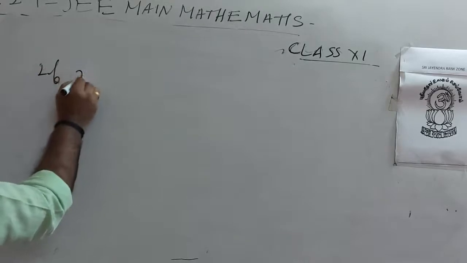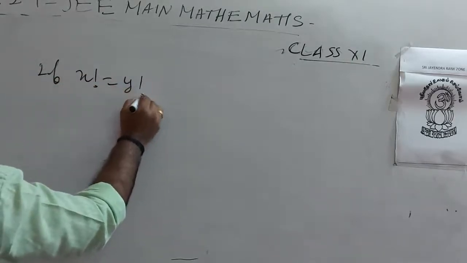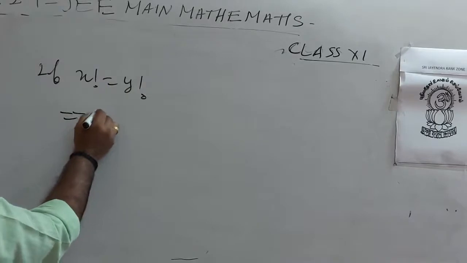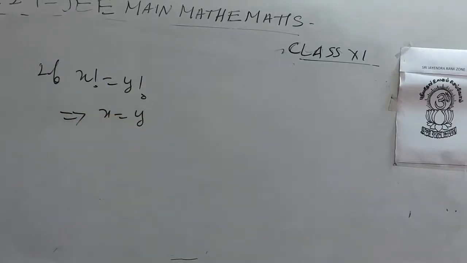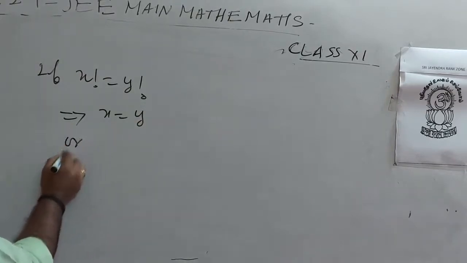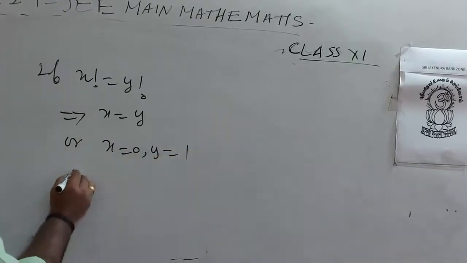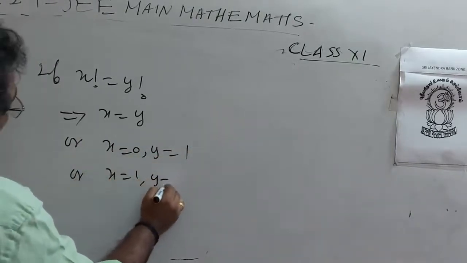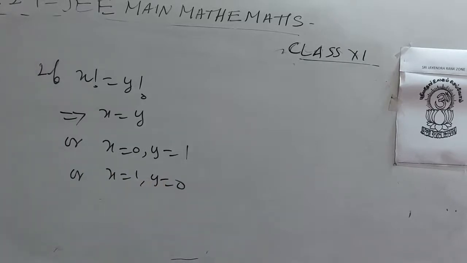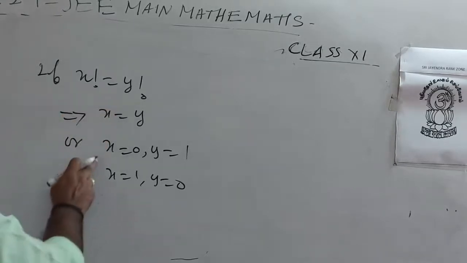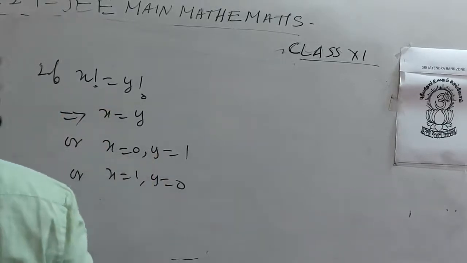If x factorial equal to y factorial, which implies x equal to y, or x equal to 0 and y equal to 1, or x equal to 1 and y equal to 0.